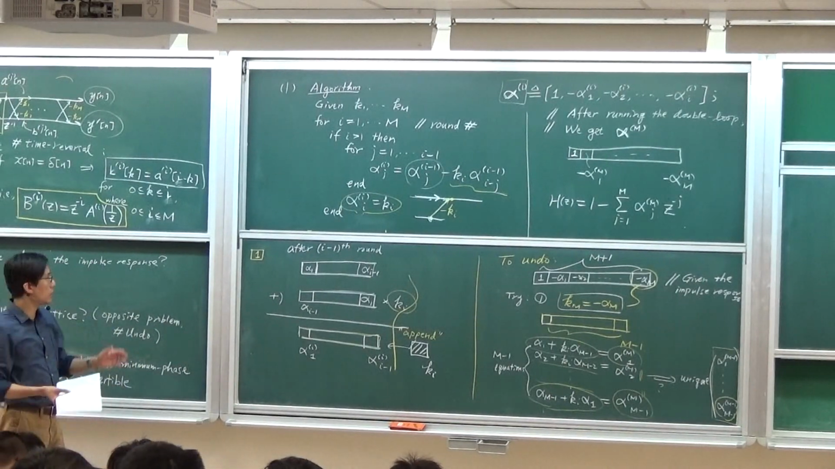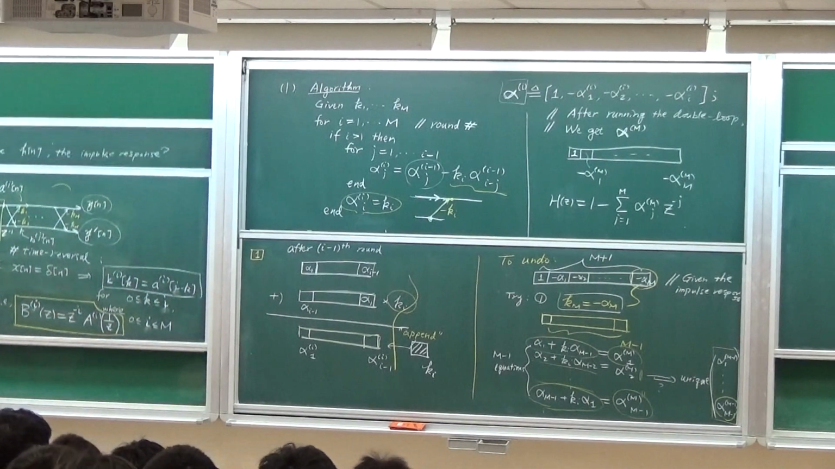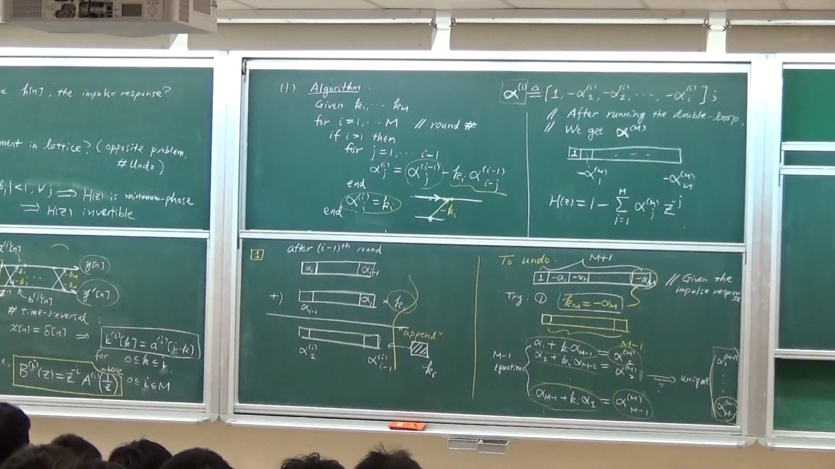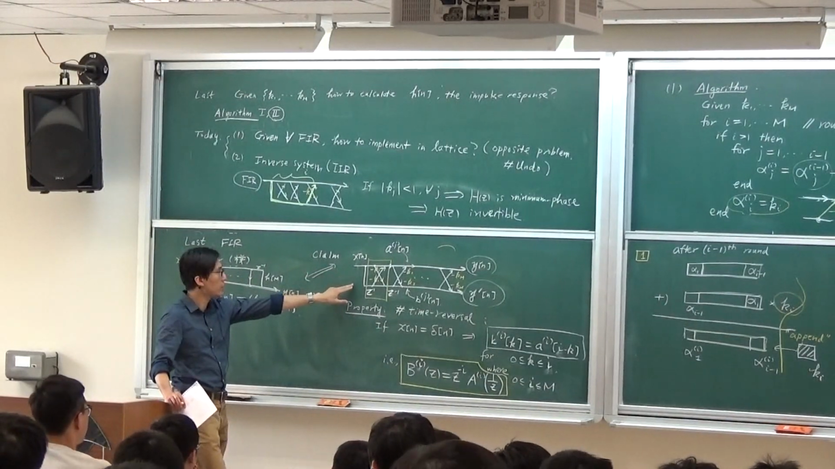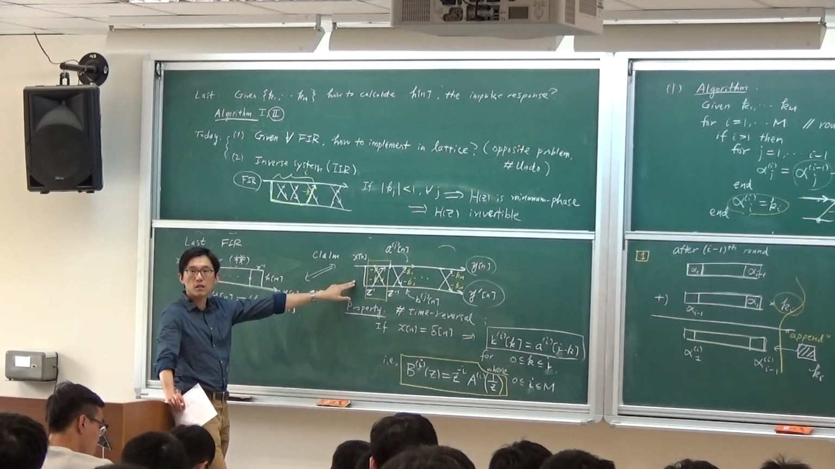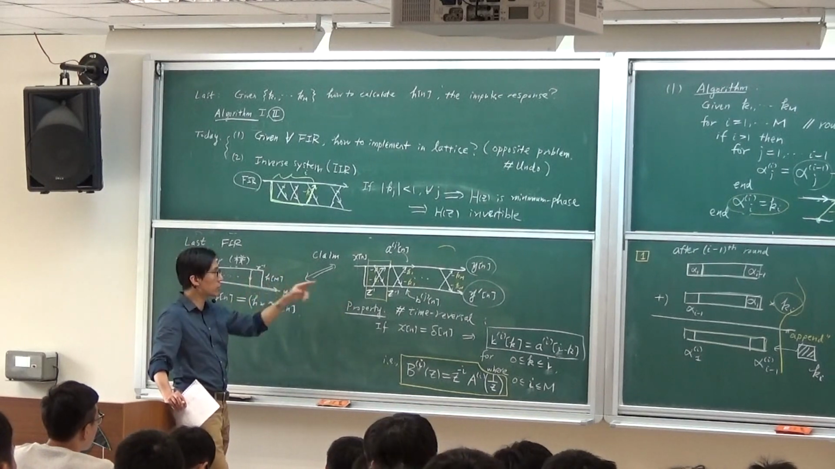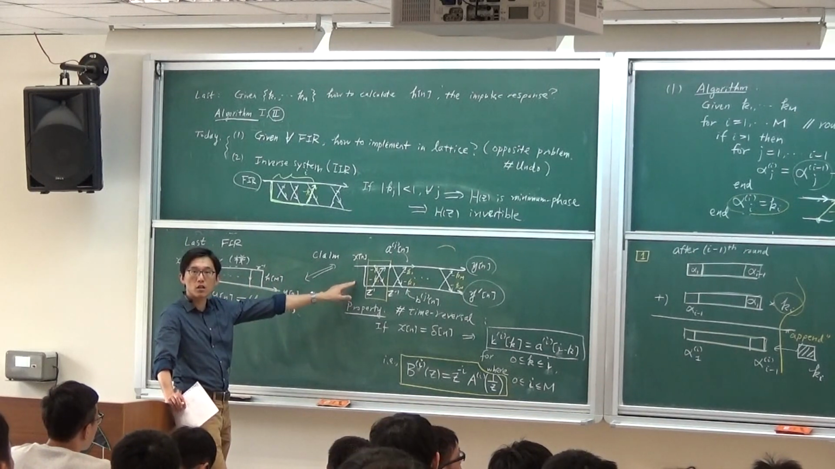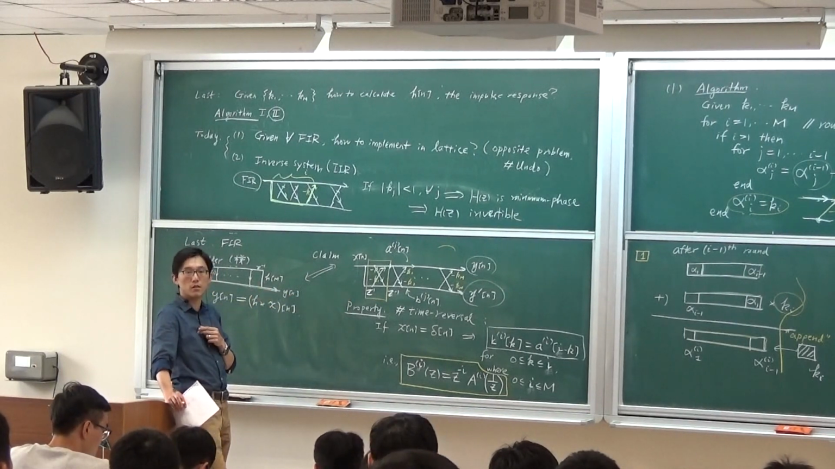Just to summarize, now finally we can say that if we are given the impulse response, we can use the reverse algorithm, the inverse algorithm, to implement it using the lattice structure. And the other way around is easier. Given the lattice structure, given all the lattice coefficients, of course we can calculate the impulse response.